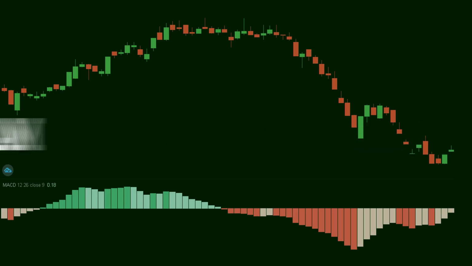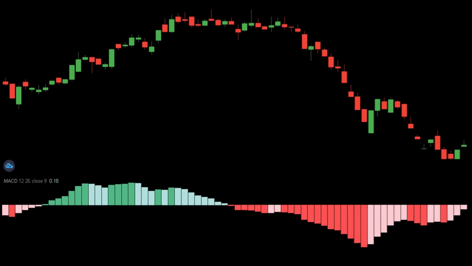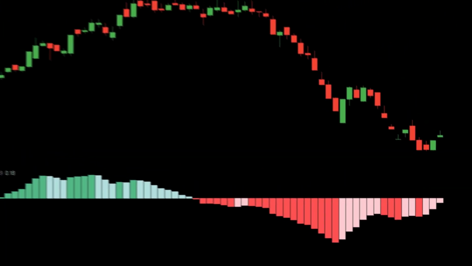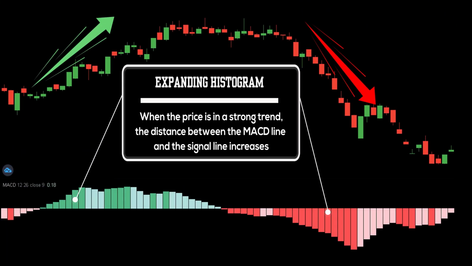Application number 1, the slope of the histogram. The slope, or shape, of the MACD histogram gives us deeper insight into the current trend. When the market is in a strong trend, the distance between the MACD line and the signal line widens. This causes the histogram bars to expand. An expanding histogram is a clear sign of increasing momentum.